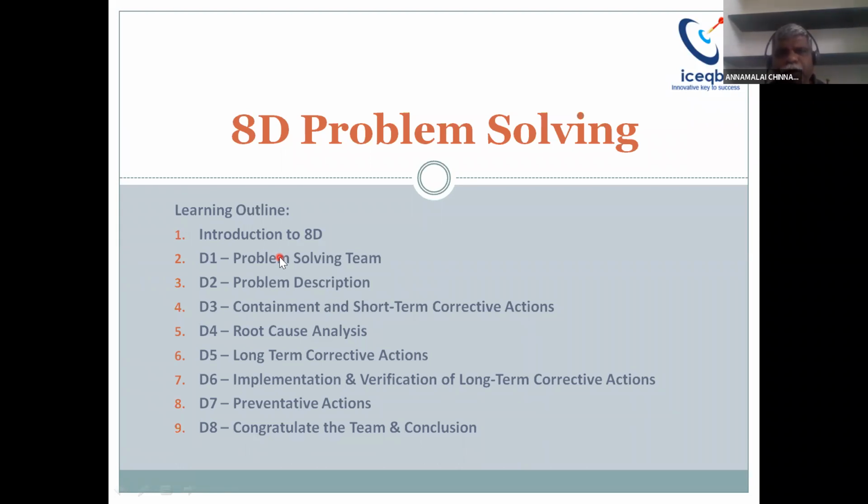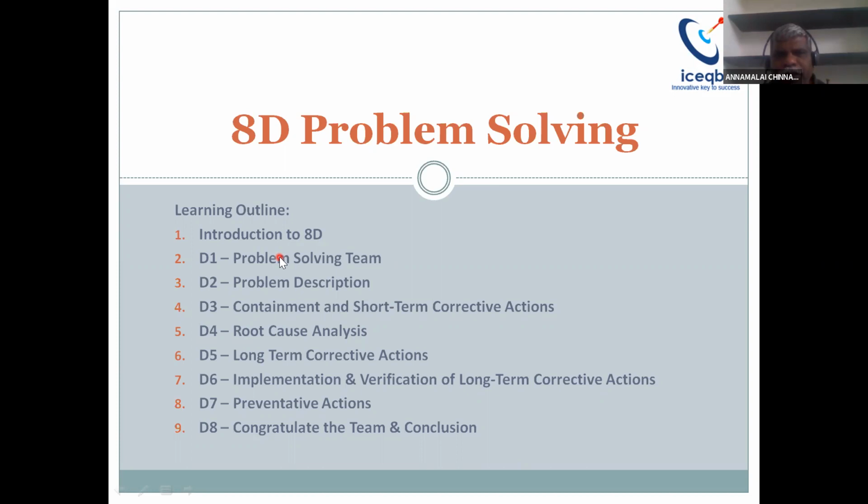That is, whenever you find that a problem is there in a process, then how we appoint a problem solving team in order to solve the problem. Then how we describe the problem, and then containment and short-term corrective action. So what are the actions we are going to take immediately in order to ensure that the product is usable immediately? That is the containment.